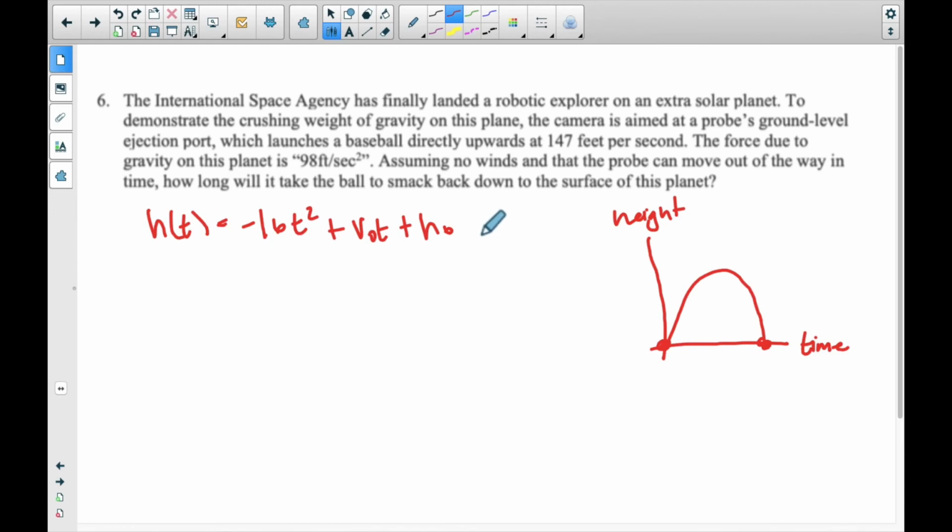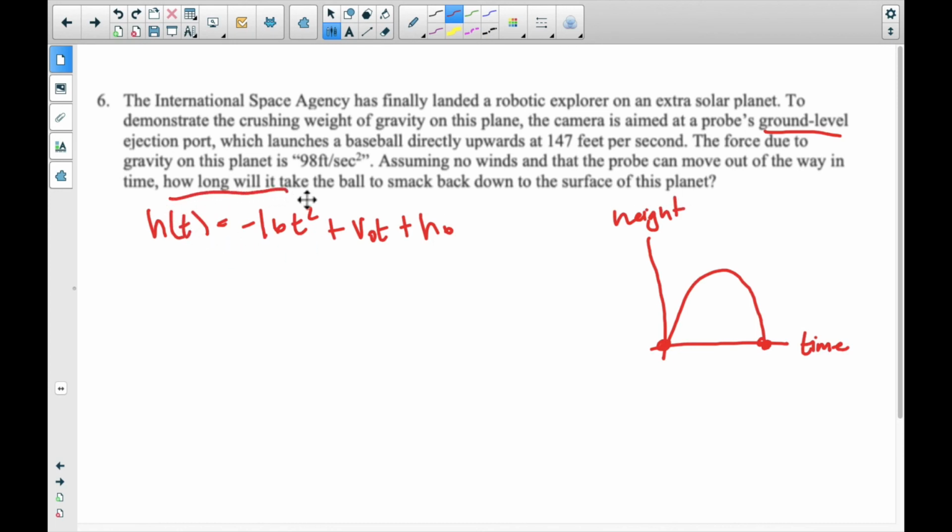Okay, number 6. This problem is a little bit different. Let's just go ahead and read through it. The International Space Agency has finally landed a robotic explorer on an extrasolar planet. To demonstrate the crushing weight of gravity on this planet, the camera is aimed at a probe's ground level, that's important, ejection port, which launches a baseball directly upwards at 147 feet per second. The force due to gravity on this planet is 98 feet per second squared. Assuming no winds and that the probe can move out of the way in time, how long will it take the ball to smack down to the surface of this planet?